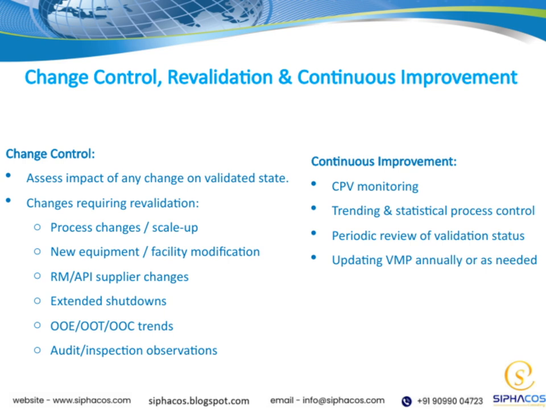Finally, it's crucial that we understand that change control, revalidation, and continuous improvement are interconnected. They form a cycle that helps us maintain control, adapt to necessary changes, and continually enhance our processes to ensure ongoing quality and compliance. This comprehensive approach is essential to sustaining a robust and reliable manufacturing operation.